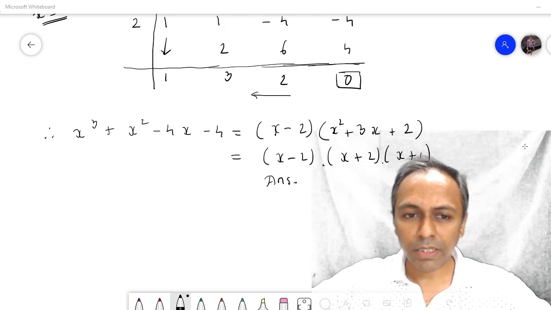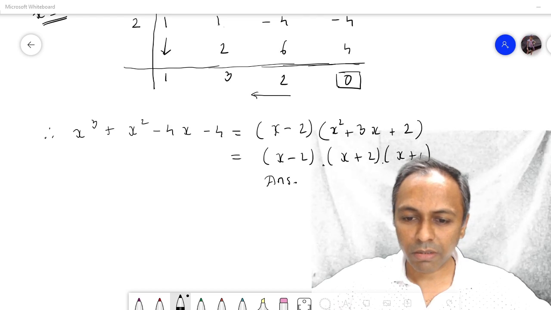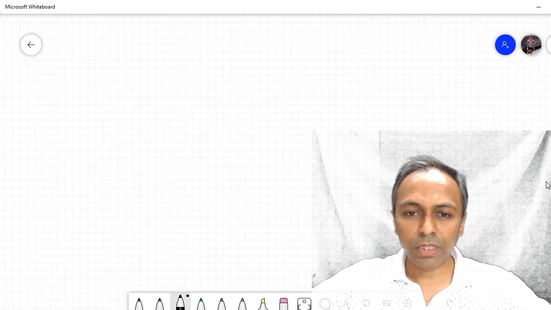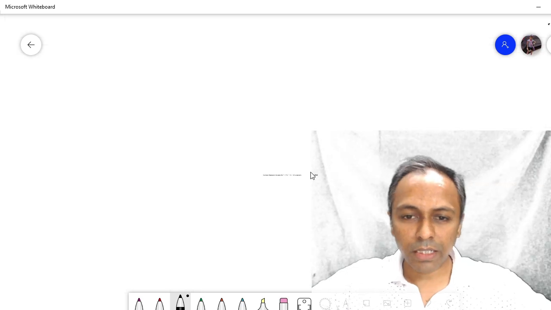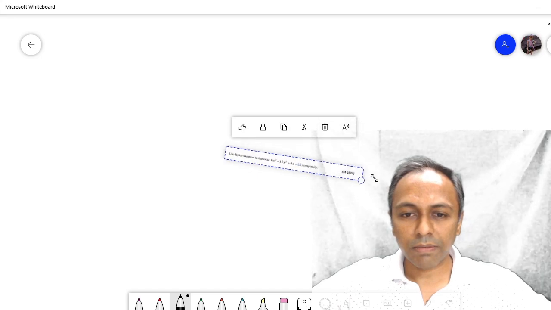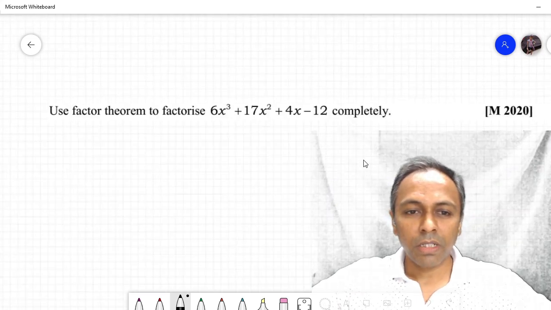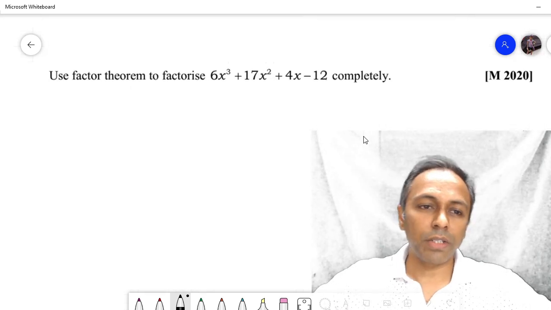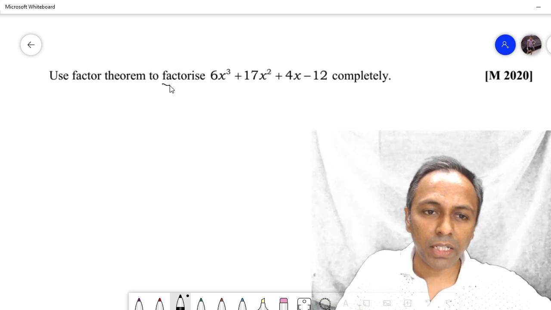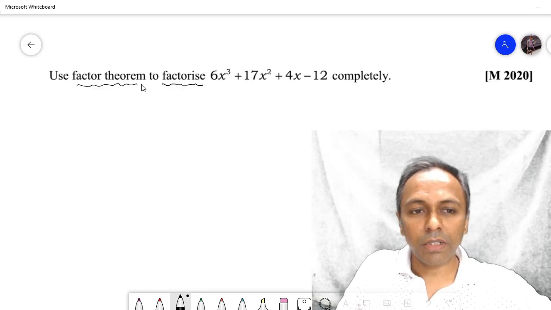Say this time we take the latest question, एक लेते हैं, बोर्ड क्वेश्चन लेते हैं, 2020 का लेते हैं. ठीक है. Let's take one more. ठीक है, ये रहा क्वेश्चन. Use factor theorem to factorize this completely. Only factorize, not solve, and use factor theorem.